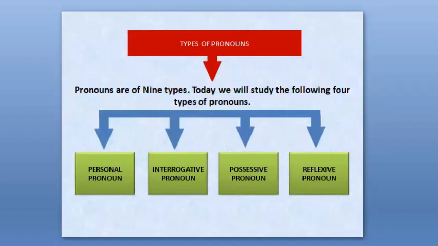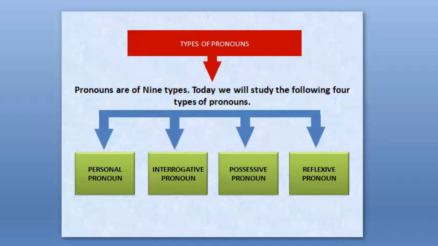So children, pronouns are of 9 types. There are a total of 9 types of pronouns. But today we are going to study only 4 pronouns. That is personal pronoun, which is related to the person. Interrogative pronoun, which is for asking questions. Possessive pronoun, which reflects possession. And reflexive pronoun. So let's study one by one in detail.